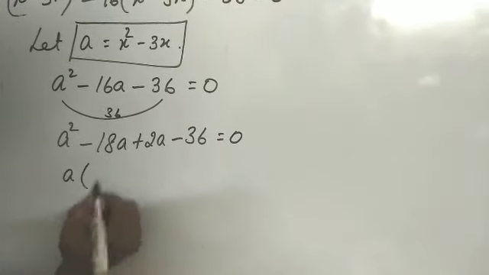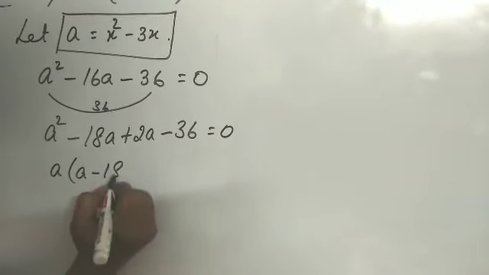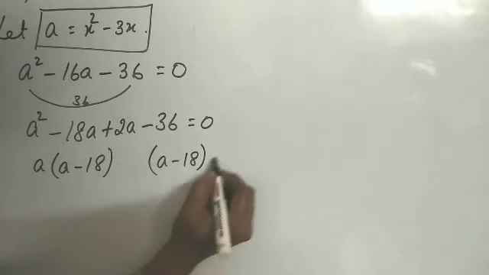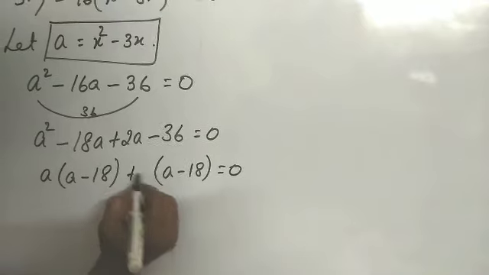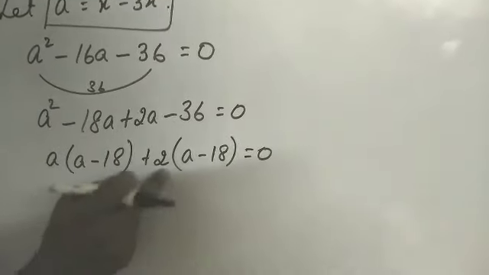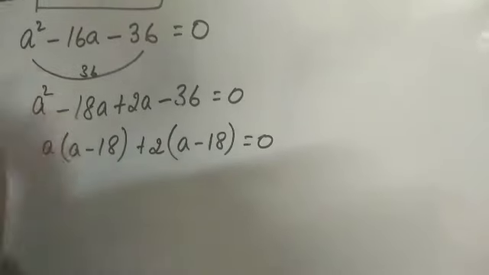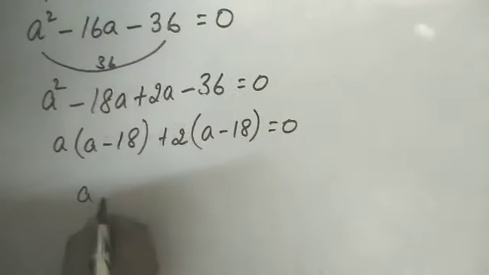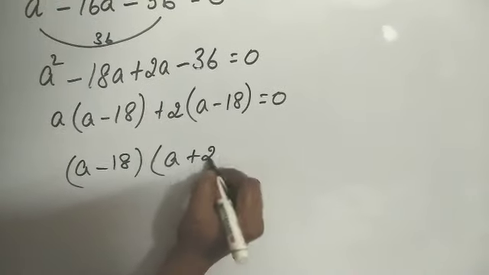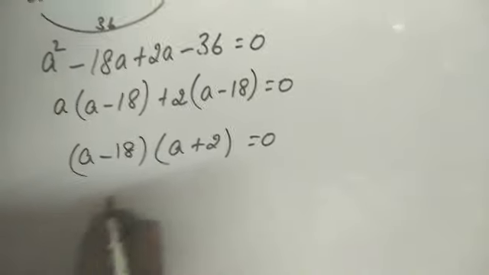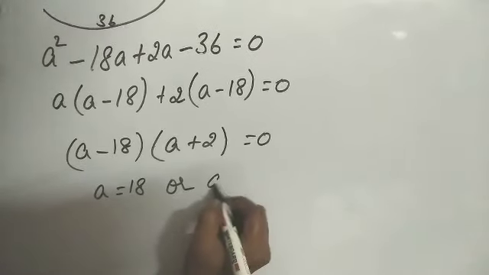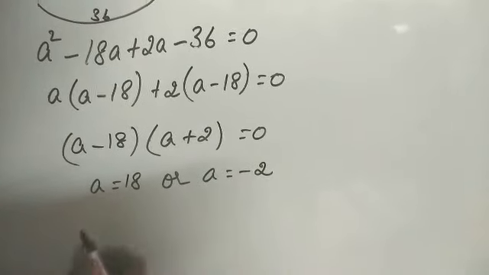Then a minus 18 and a minus 18 plus 2. A square 18a, 2a and minus 36. Now a minus 18 into a plus 2 is equal to 0. A is equal to 18 or a is equal to minus 2.